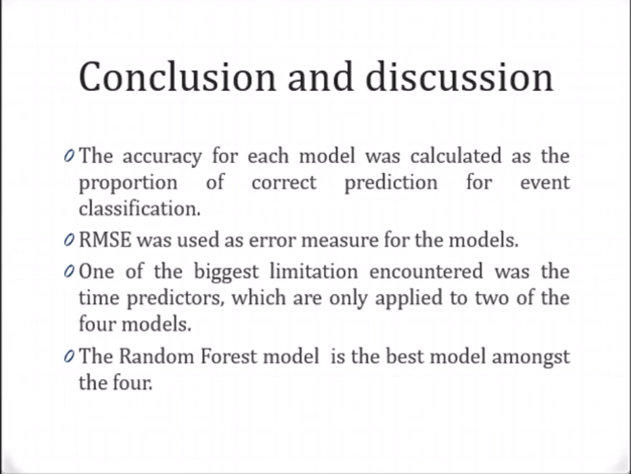One of the biggest limitations encountered was the time predictors, which are only applied to 2 of the 4 models, seeing that the remaining 2 are classification models. The random forest model performs the best in terms of accuracy and CPU usage, but its limitations are that it's not possible to calculate the RMSE and it uses a lot of memory compared to the other models. Overall, it is the best model amongst the 4.